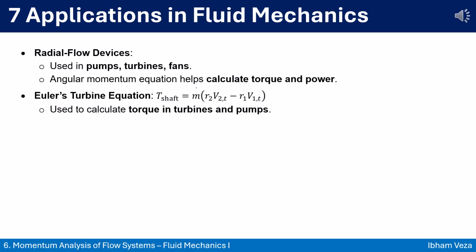One of the most important tools here is Euler's turbine equation. It gives us the torque on a shaft as a function of the fluid's tangential velocity and radius at the inlet and outlet. The equation T_shaft equals m-dot (R2 V2,t minus R1 V1,t) shows that torque depends not just on how fast the fluid is moving, but where and how it enters the system. Mastering this equation is key to understanding energy conversion in fluid machinery.